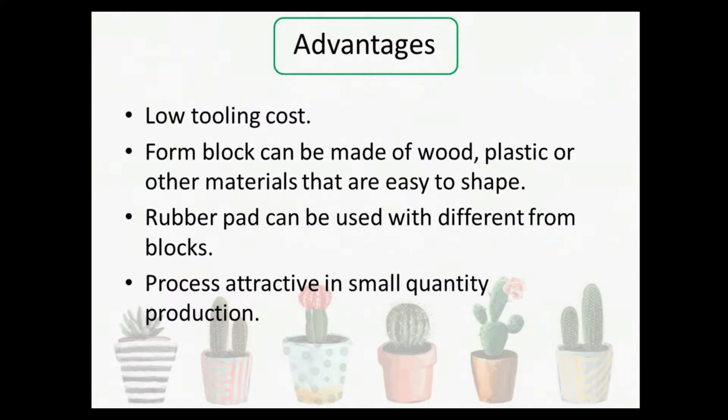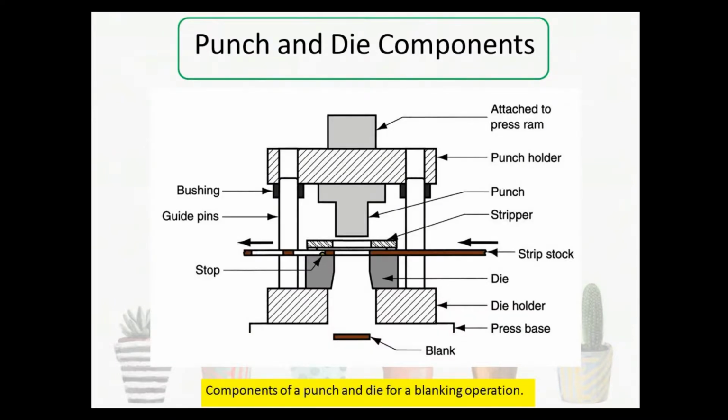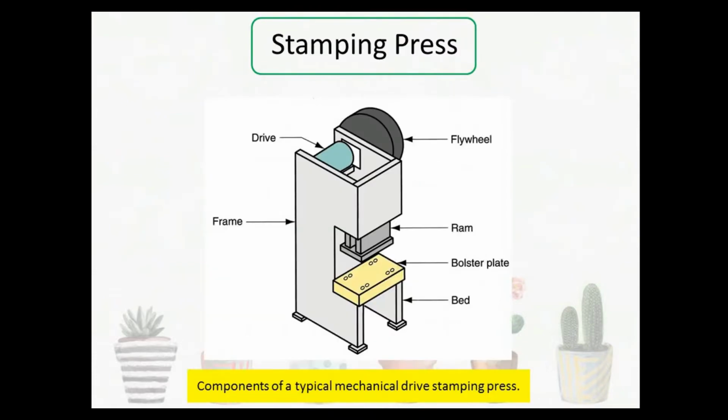Next, dies for sheet metal processes. Most press working operations are performed with conventional punch and die tooling, custom designed for a particular part, and the term stamping die is sometimes used for high production dies. This figure shows the components of a punch and die for a blanking operation. This is a progressive die. This is a stamping press.